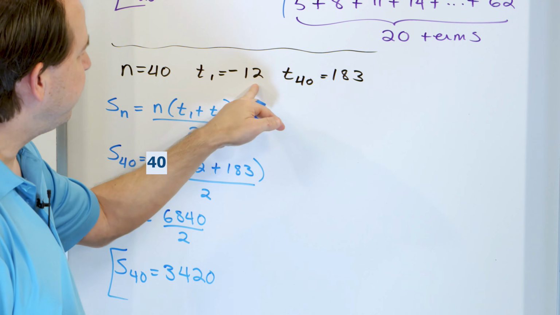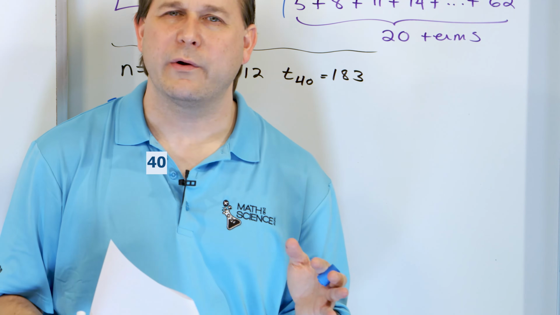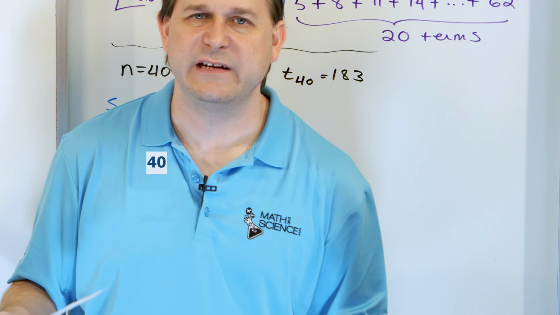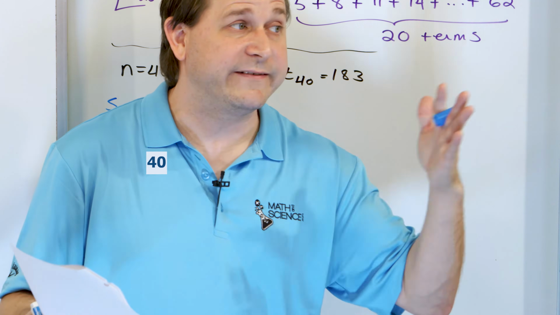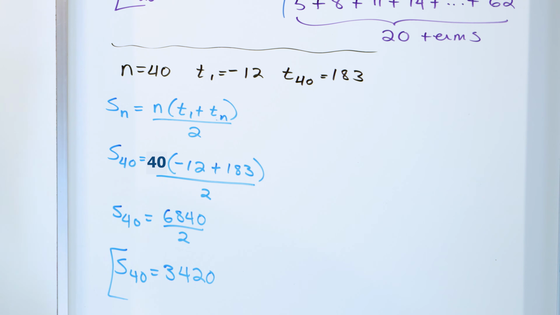There's tons of terms in between negative 12 and 183. And by the way, don't get so worried if some of the terms are negative. So what? Some of the terms start to the left-hand side of 0. No big deal. But they're still spaced by an even number, or by a constant number.